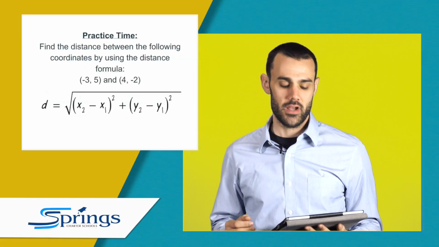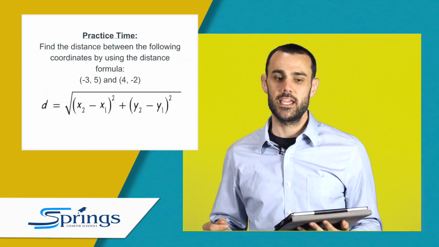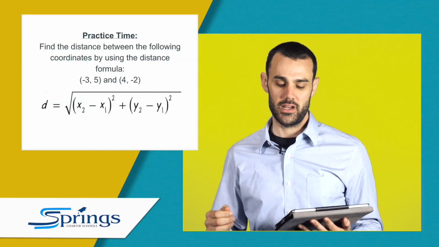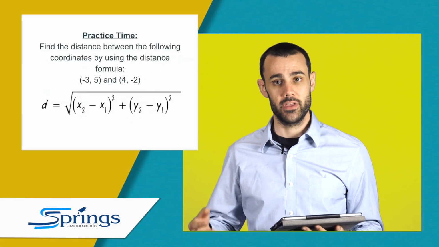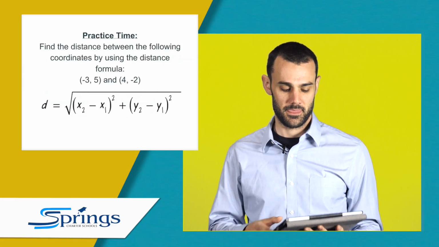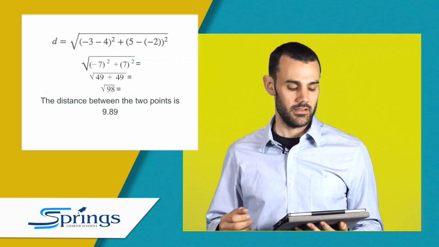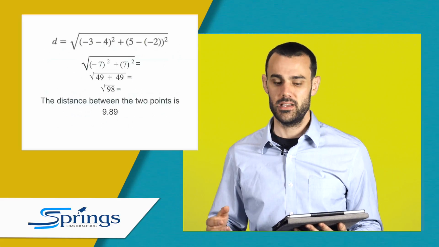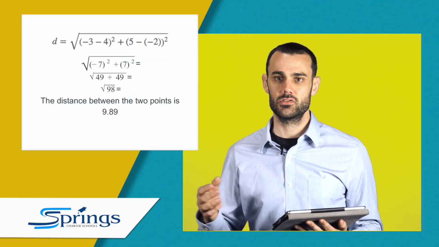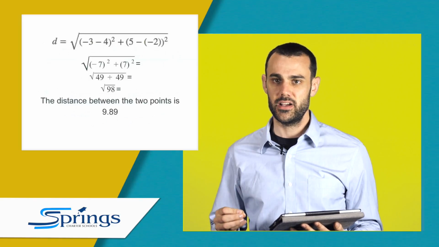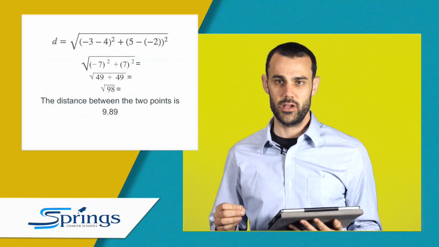So we're going to go ahead and try this out using the coordinates -3, 5 and 4, -2. So go ahead and insert those into their proper places in the equation and we'll start solving from there. I went ahead and inserted them in the proper place. Now my equation reads D, which stands for distance, equals the square root of -3 minus 4 squared plus 5 minus -2 squared. I'm simplifying and reducing each part of this equation.